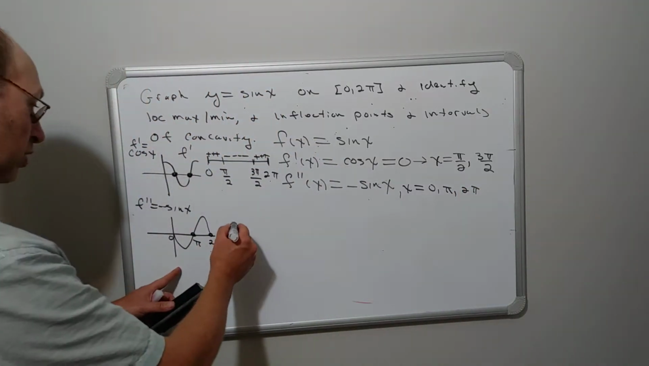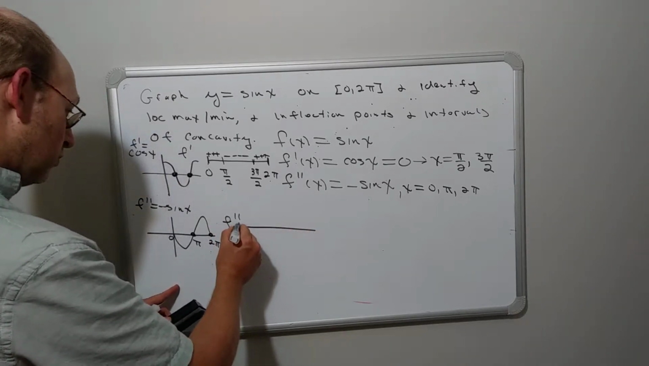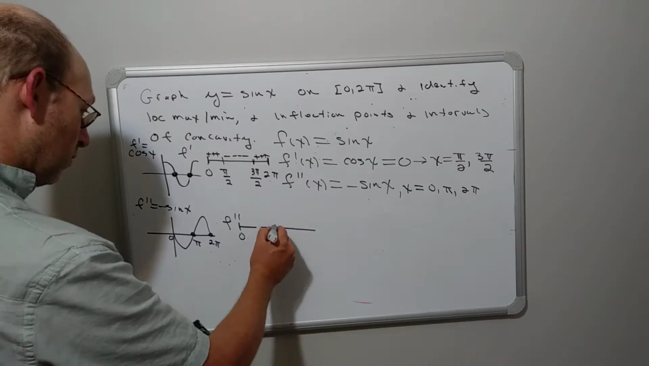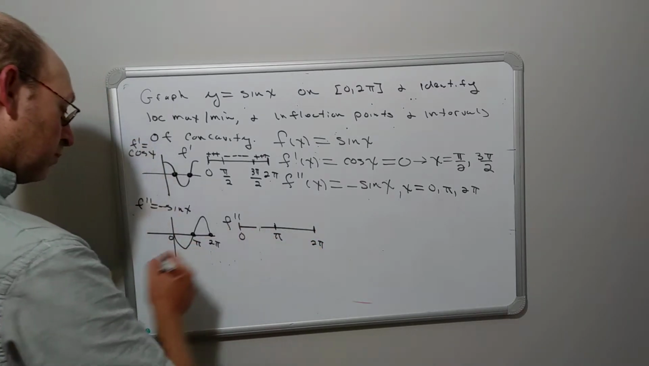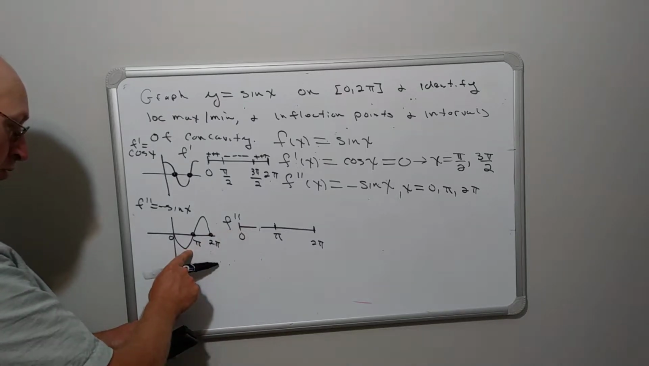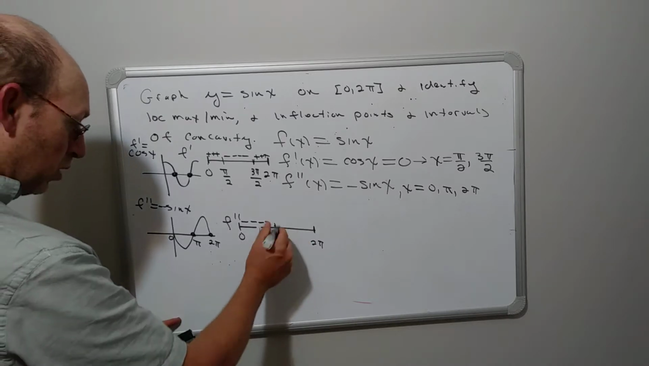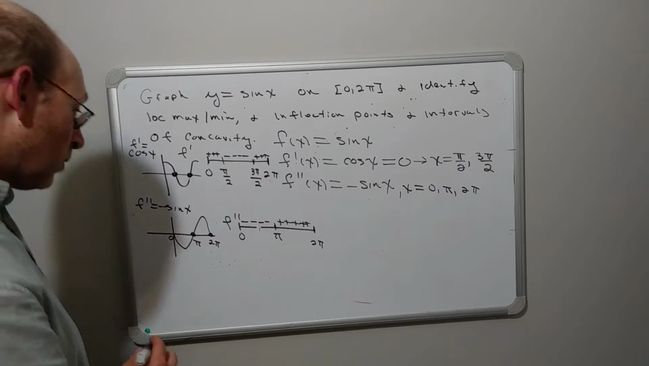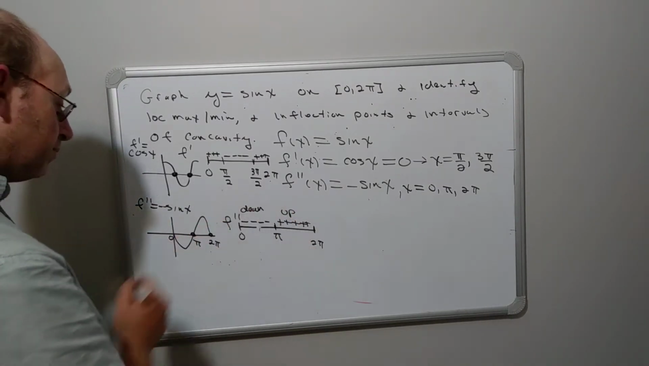And let's look at the number line for f double prime. So we have 0, pi, 2 pi. So if you plug in anything between 0 and pi, it'll be negative. Anything between pi and 2 pi is positive. So it's concave down, and then it's concave up.